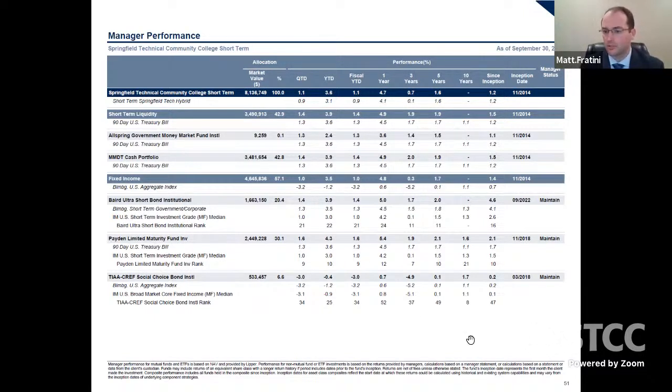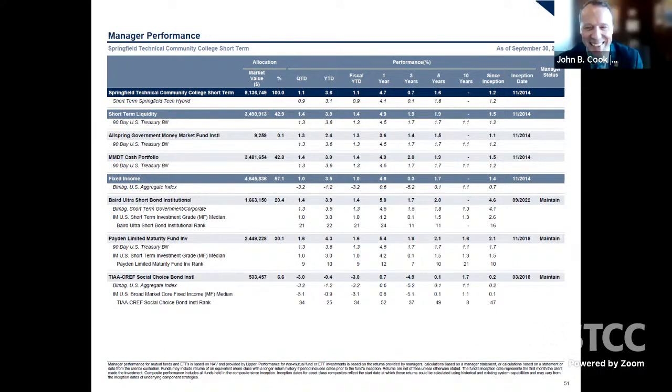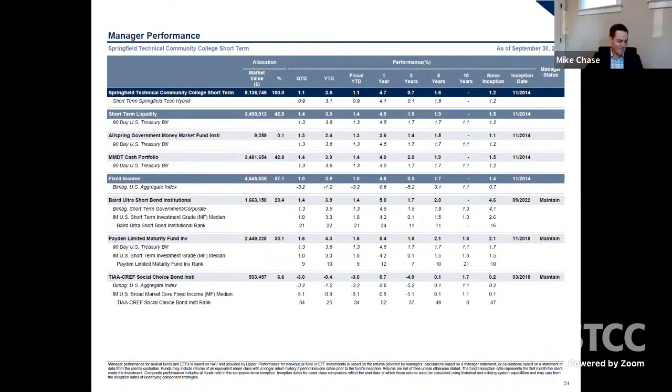Any questions about the long-term portfolio or the short-term portfolio? Maybe more historical. Any reason why we don't have the social choice in the longer term portfolio? Seems to be a little bit of noise for a short term portfolio. I think that's me. I'm looking for if Mike Chase is still on. I'm here. Yep.